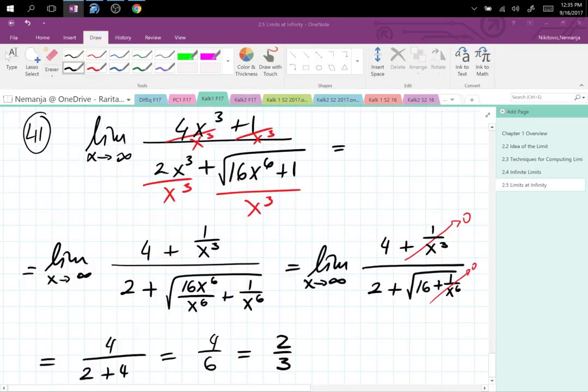Are we all agreeing on 2/3? Well, every time you divide 1 by infinity, you get 0. So it dies. This is the part where you divide 1 by infinity, it goes to 0. You divide 1 by infinity, it goes to 0. So both of these go to 0 because it's a number divided by infinity.